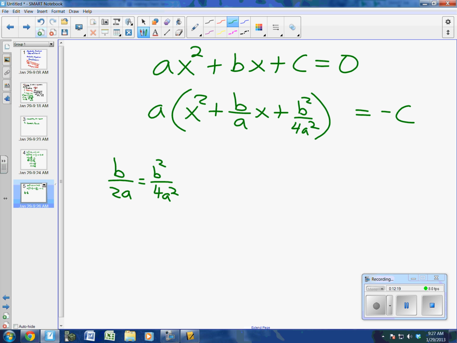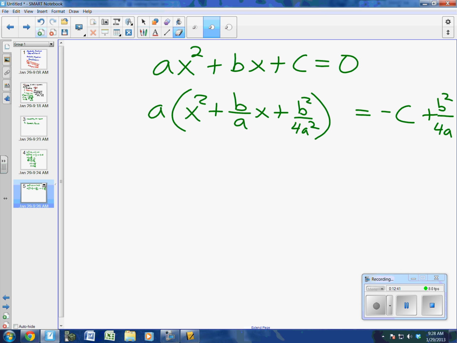Now, I added it to this side, so I also have to add it to the other side, right? And I gotta times this a by that, and that's going to cancel out one of the a's. So really what I'm going to add to the other side is b squared over 4a. So b squared over 4a. Everybody got that?